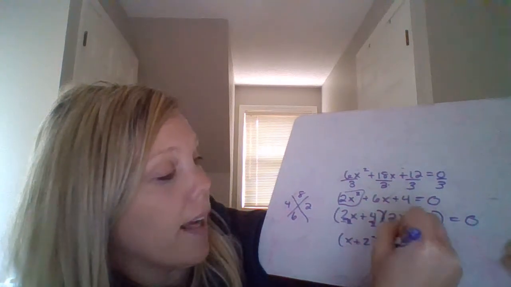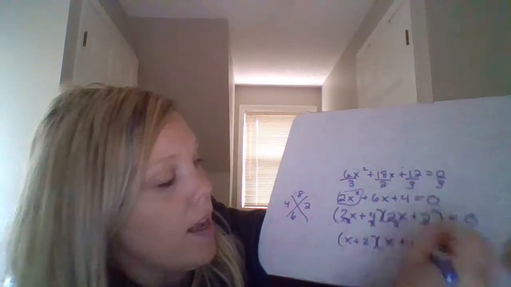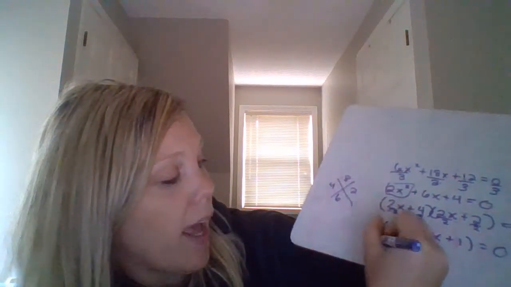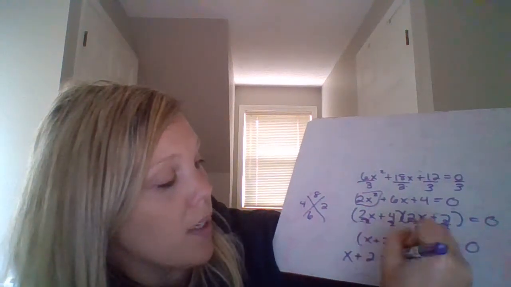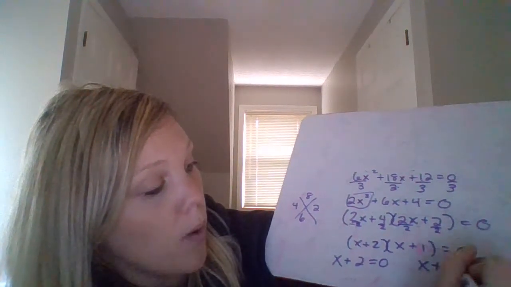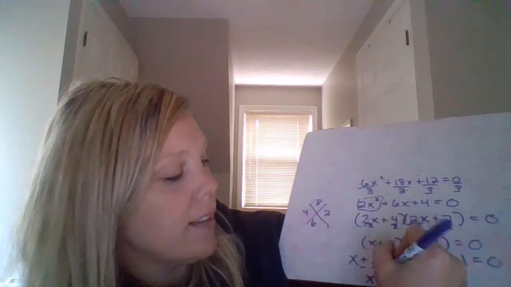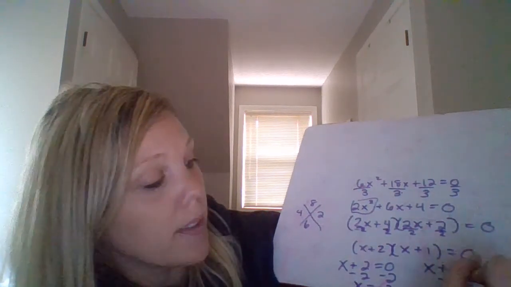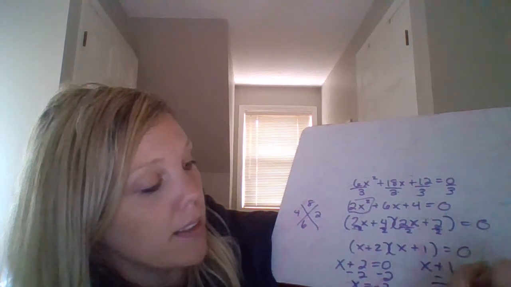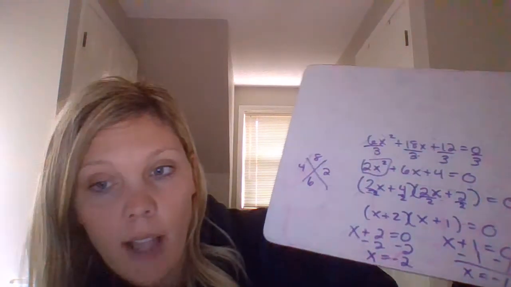So this would be x plus 2 and x plus 1. And then now I can say, well, x plus 2 equals 0 and x plus 1 equals 0, and I can solve. I'm going to subtract 2 from both sides, x equals -2. I'm going to subtract 1 from both sides, and x equals -1. So that's how you get an answer for solving.